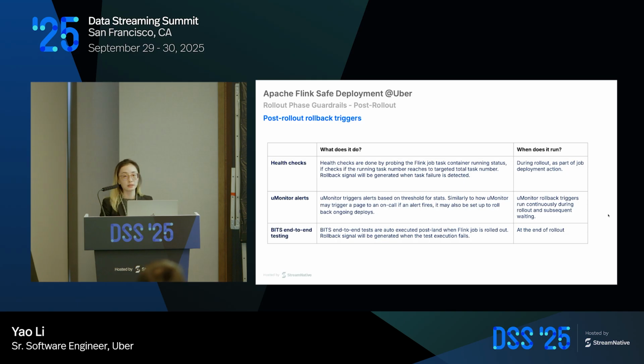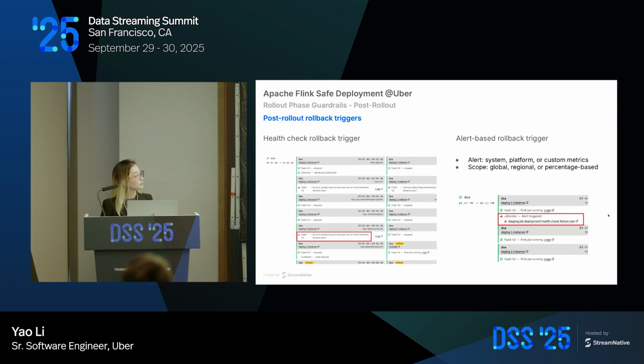After passing the alert chain, we still have another end-to-end testing verification. Those end-to-end test cases will be auto-executed at the end of rollout. If a test case fails, it will generate a rollback signal to roll back the rollout. The left side shows an example where the rollout got rolled back due to some job deployment issues. The job was not healthy enough. On the right side, it shows that the job got rolled back due to an alert being fired.